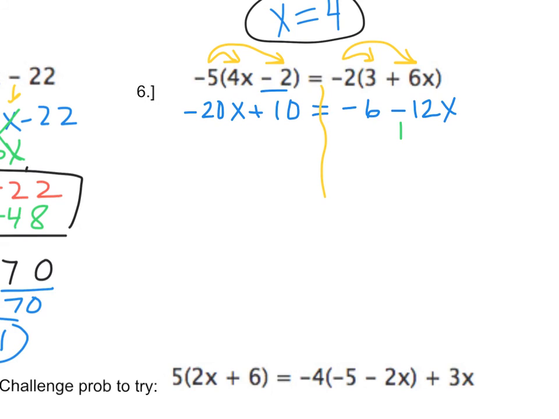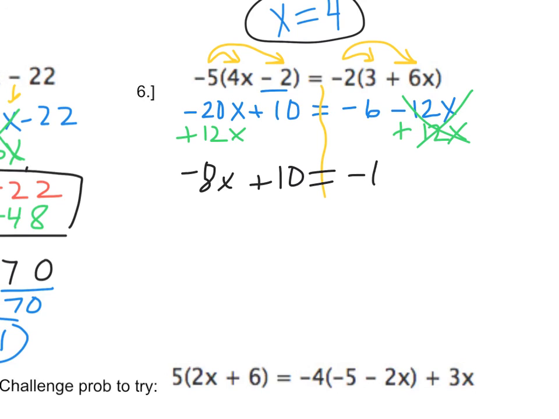So I'm going to get rid of 12x by using inverse operations and adding 12x to both sides. That cancels out. Careful with your integers. -20 plus 12. That's going to be -8x. Bring everything else down, work neatly, go step by step.